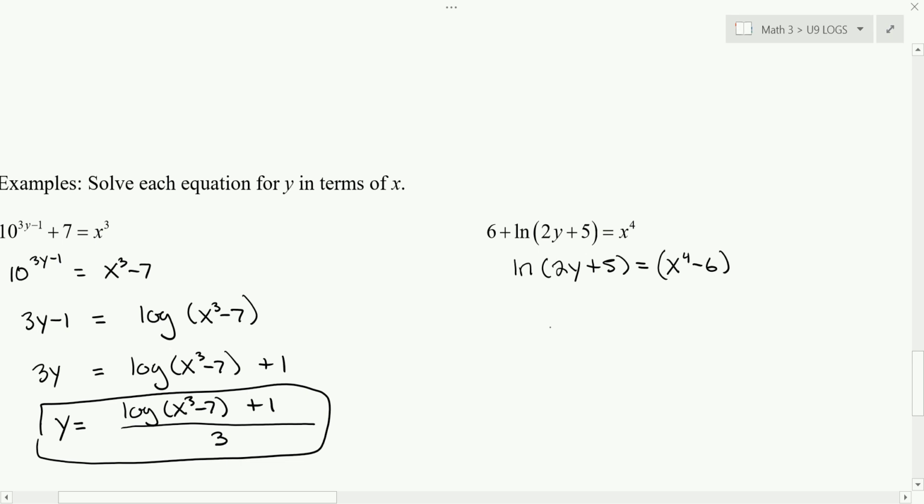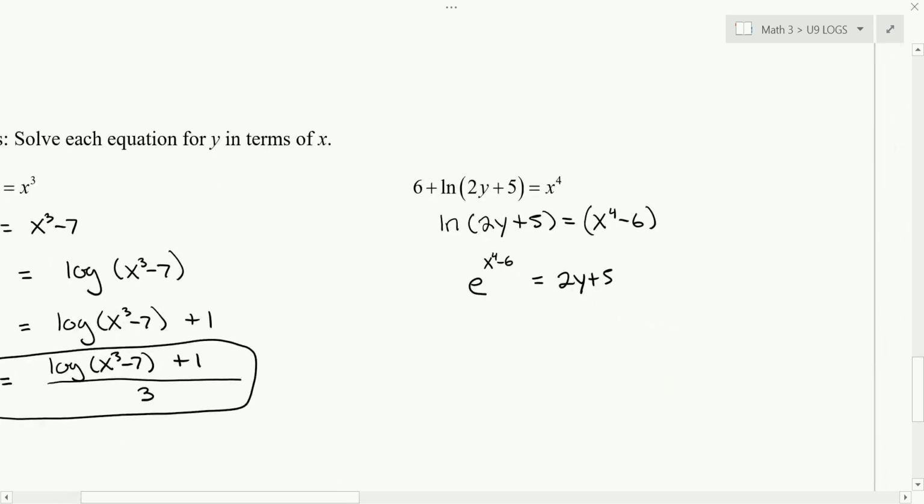What's the base? E. What's the power? X to the 4th minus 6 is the power, because the log is always equal to the power. And then set that equal to 2y plus 5. So now we're able to solve for y, since we got rid of that natural log. Subtract 5. And then divide by 2. So e to the power of x to the 4th minus 6, minus 5, all over 2, is equal to y.